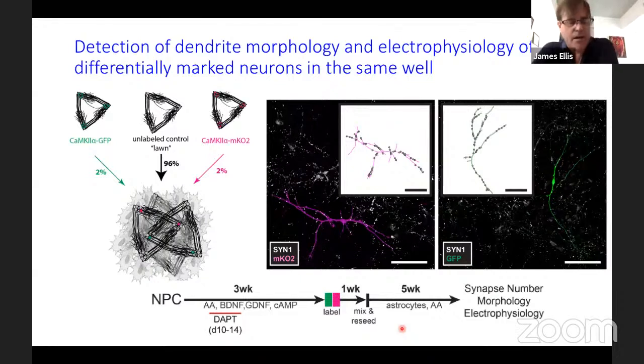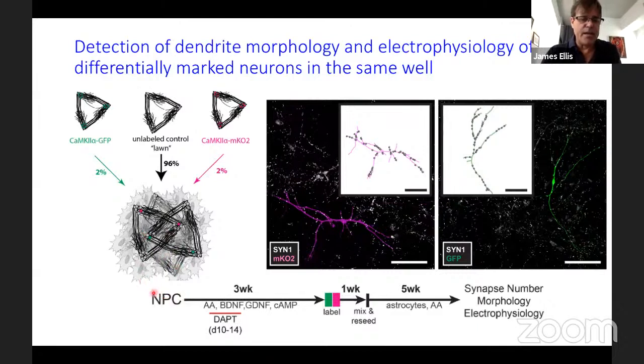So we came up with a highly controlled assay that we called SPARCON to detect dendrite morphology and electrophysiology of differentially marked neurons in the same well. What's being done here is we take 96% of a control neuron population. And so every well has a lawn of these control cells. And then we can take other cells that are either mutant or wild type and labeled with a CaMKII promoter driving either a red or green fluorescent protein. So this will express in excitatory neurons. And by co-culturing them, you have some red neurons in here and some green neurons in here. You can see if the mutant or the wild type is more or less active than the other.